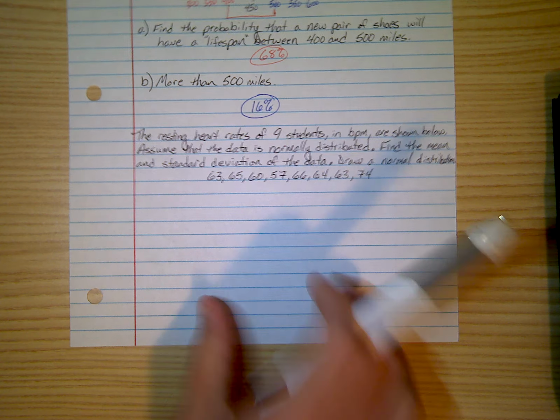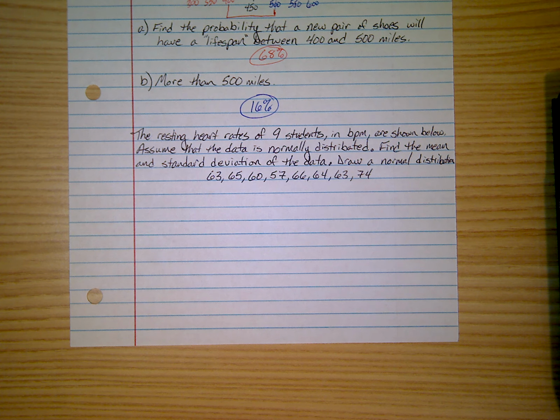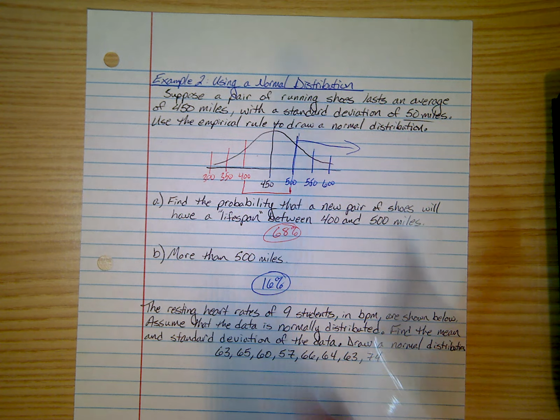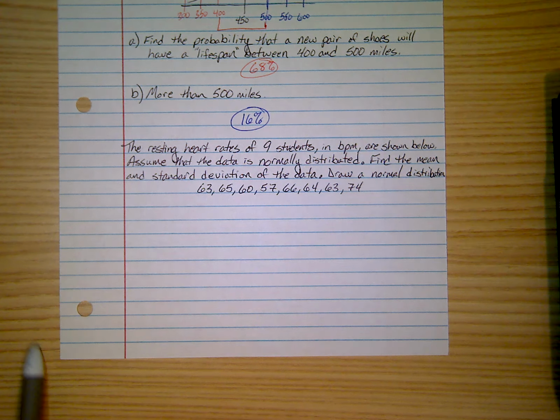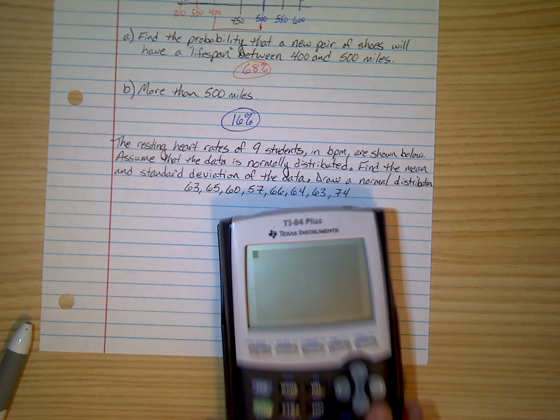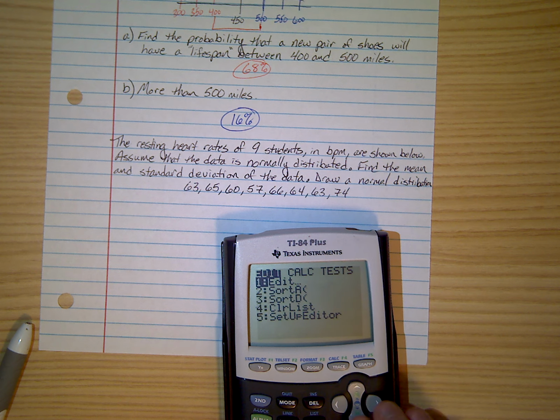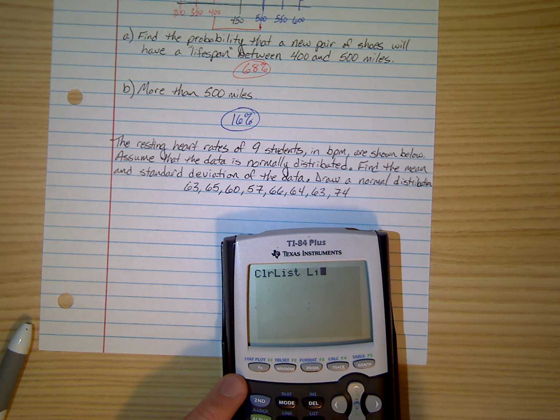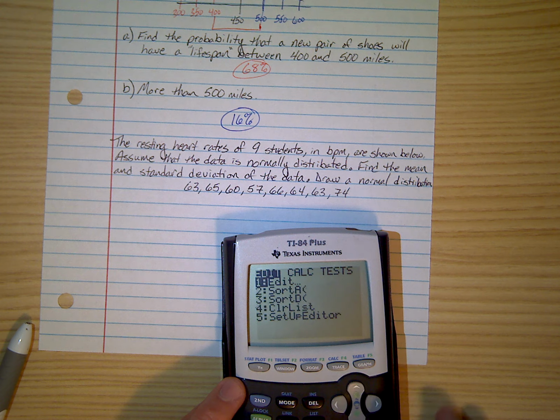Okay, one final question here. The resting heart rate of 9 students in beats per minute are shown below. Assume that the data is normally distributed. Find the mean and standard deviation of the data and draw a normal distribution. Again, this one doesn't tell us what the mean and standard deviation are, like it did up here. So we have to calculate that out first. Again, use a graphing calculator or that Excel document that I told you about.